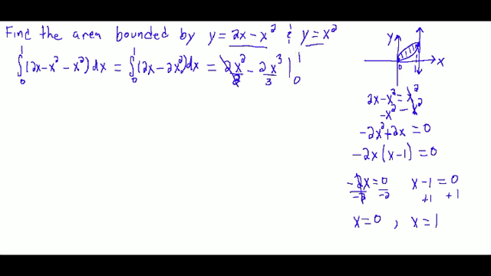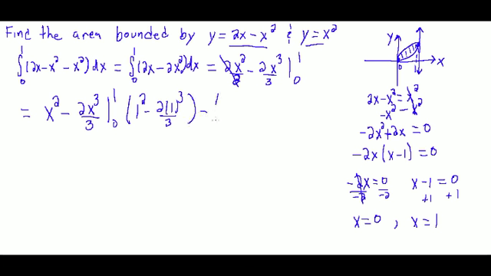So the 2's cancel here. I'm going to go ahead and write this over here now. So now I have x squared minus 2x cubed over 3, evaluated from 0 to 1. So now I'm going to put in my values. I have 1 squared minus 2 times 1 cubed over 3, minus 0 squared minus 2 over 3 times 0 cubed. And we know that this is just going to equal 0, so we can cross that out.